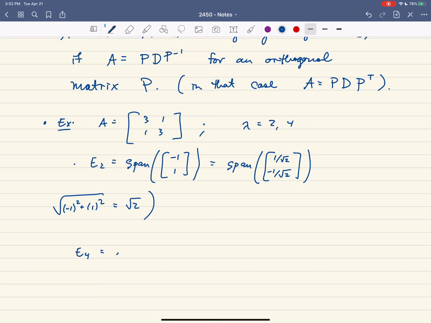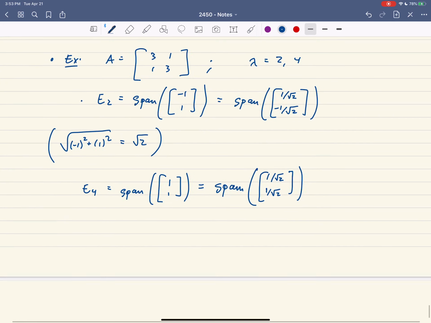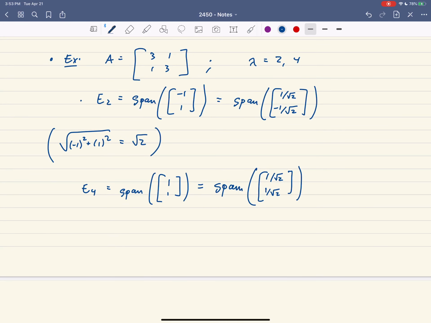E4 is going to be spanned by the vector 1, 1. So if you do the computation, you get the vector 1, 1. And in order to make this a unit vector, I'm going to divide this again by square root of 2. It's almost the same computation, just replace the negative 1 here with a 1. But when you square it, you get the same thing, so you still get square root of 2. So this is 1 over square root of 2, comma 1 over square root of 2. And that's going to be the eigenvector corresponding to 4.